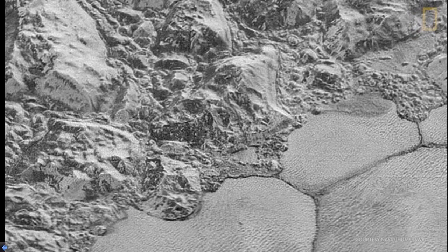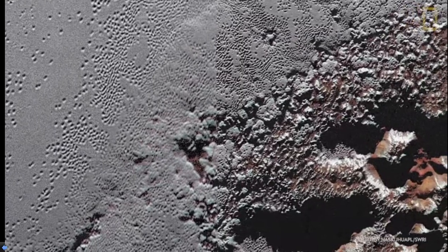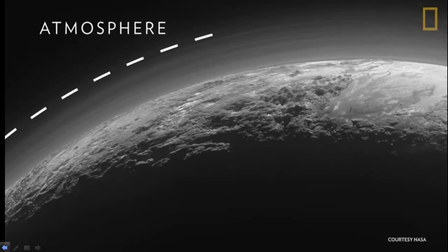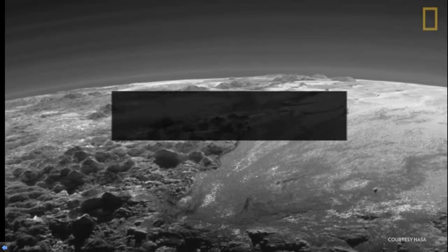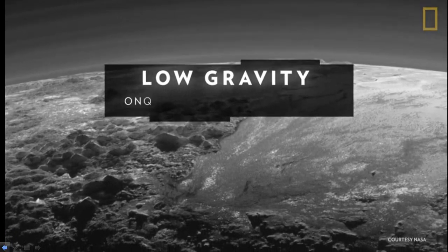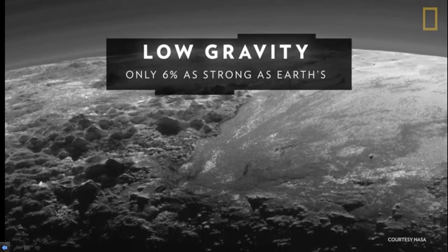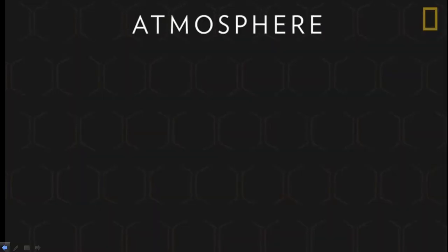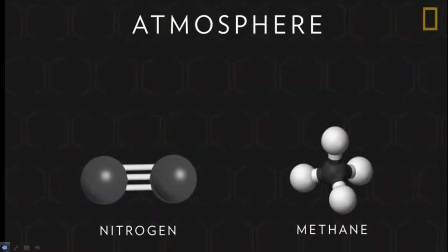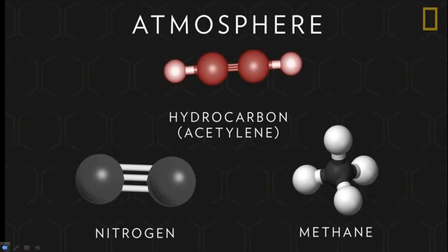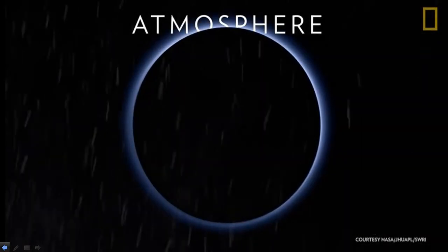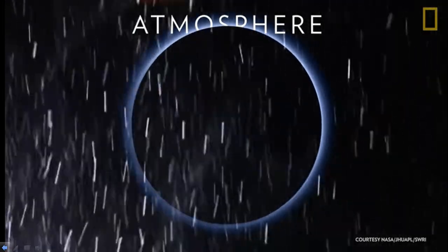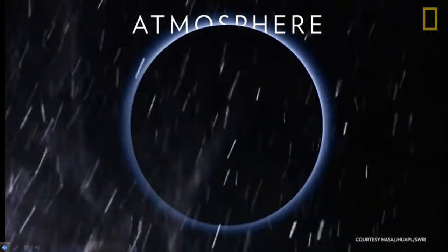Such varied terrain is influenced by the presence of weather patterns, or an atmosphere. Pluto's atmosphere is thin and reaches a high altitude due to the dwarf planet's low gravity, which is only about 6% as strong as Earth's. The atmosphere is comprised of nitrogen and methane gases, plus red hydrocarbon particles that scatter sunlight to give Pluto blue skies. Parts of the atmosphere may even freeze and fall like snow.